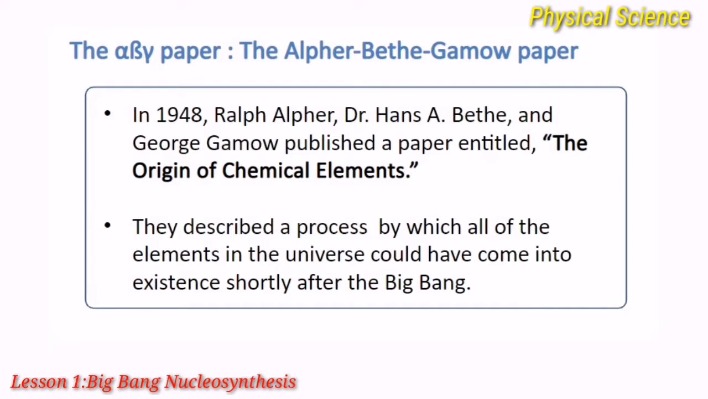In 1948, Alpher, Bethe, and Gamow published a paper entitled The Origin of the Chemical Elements. They describe a process by which all of these elements in the universe could have been formed shortly after the Big Bang.